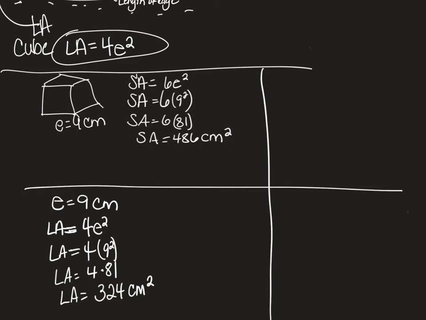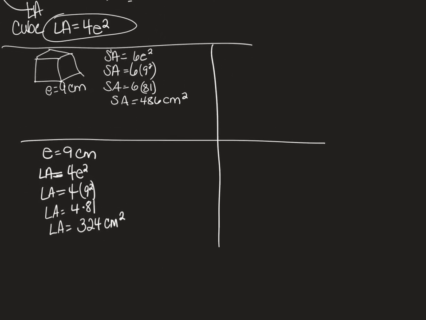Okay? So that is your formulas for finding surface area and lateral area of a cube. All right, so now let's move on. And I'm just going to make a new page here, and we're now going to talk about a cylinder.